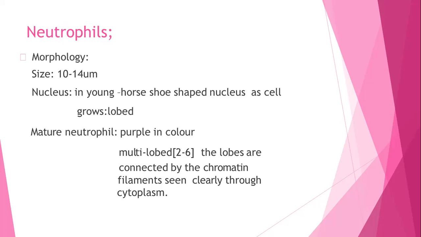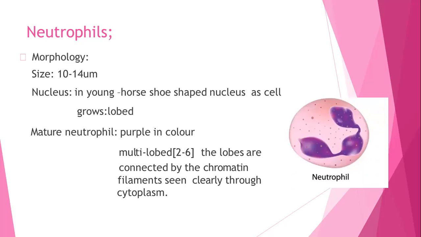The neutrophil, if you see, is around 10 to 14 micrometers in size. If we are looking at the nucleus only, in young cells it is a horseshoe-shaped nucleus, and as the cell grows, it becomes a lobed nucleus. In the mature neutrophil, the color of the nucleus is purple, and we can see 2 to 6 lobes of nuclei. Depending on these features, we can identify this cell, and these lobes will be connected by chromatin filaments.